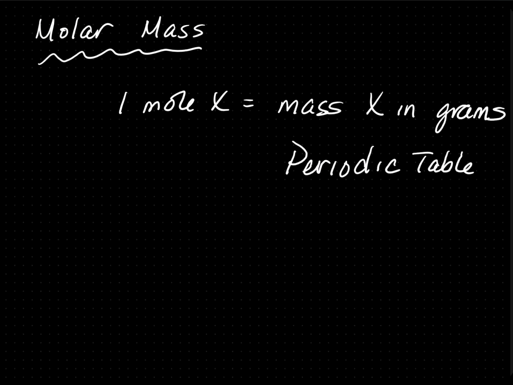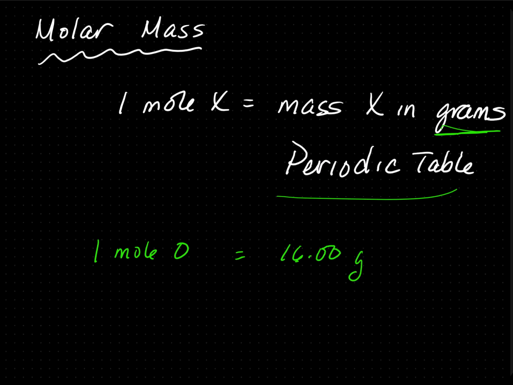In general, we are going to use the mole in 4 different conversion factors for stoichiometry. The first one is called molar mass. Molar mass tells you 1 mole of X, where X could be an element, compound, or molecule, is equal to its mass in grams, and we get this mass off the periodic table. If I say I have 1 mole of oxygen atoms, this is going to equal 16.00 grams off the periodic table.